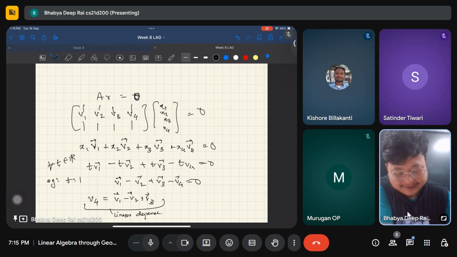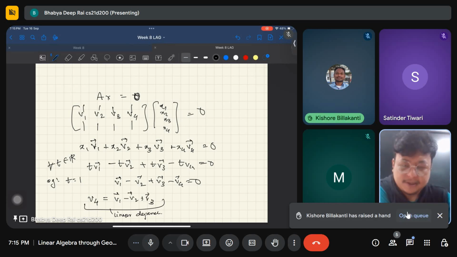Equivalently, I can bring v2 to the right and say that v2 is equal to v1 plus v3 minus v4. So this also shows a linear dependence. It does not matter. It just says that taking a linear combination of 3 vectors creates the fourth vector, which is a clear linear dependence. Yeah, Kishore.